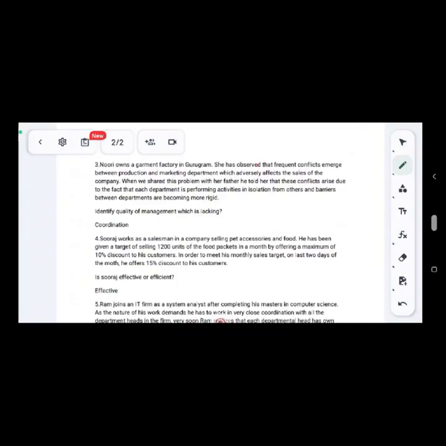Moving further, we have the third question. Noori owns a garment factory in Gurgaon. She has observed that frequent conflict emerged between the production and marketing departments, which adversely affected the sales of the company. When she shared this issue with her father, he told her that this conflict arises because each department is performing activities in isolation from others, and barriers between departments are becoming more rigid.